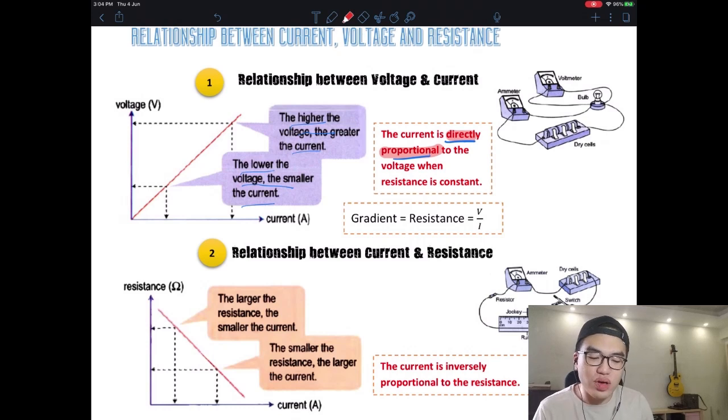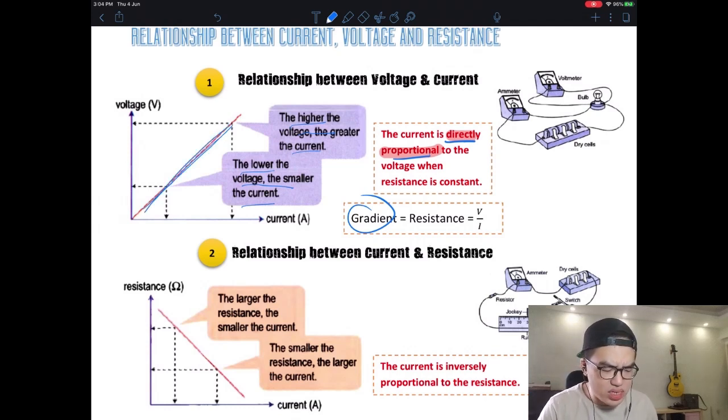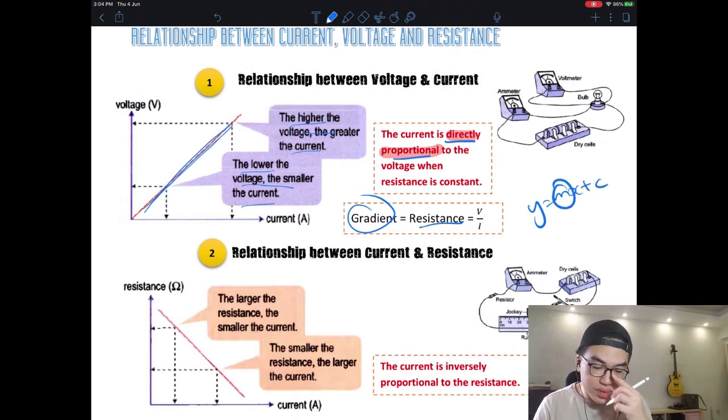I don't know whether you have learned straight line in maths. What is gradient? Gradient is the steepness. This thing is the gradient. I'm not sure you have learned y equals mx plus c. So m is the gradient. So gradient is the resistance, because the y-axis is voltage, the x-axis is current.